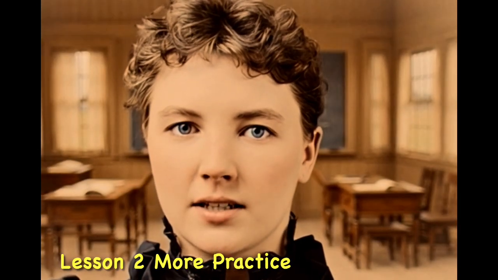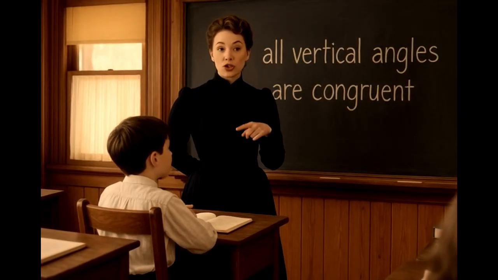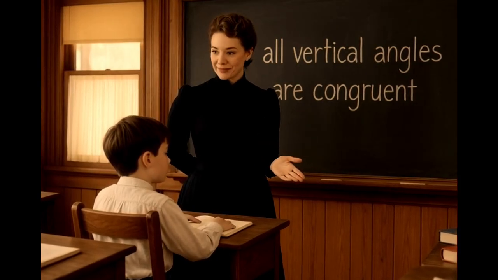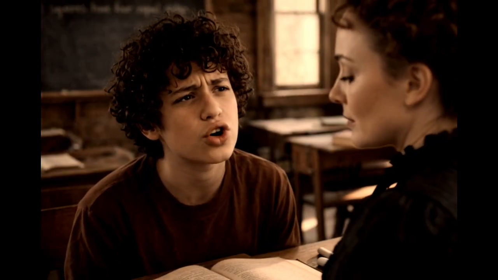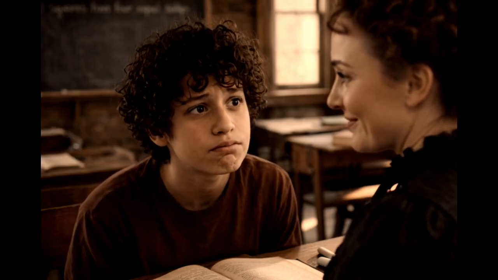Class, today we will examine the sentence, all vertical angles are congruent. First, we must understand the words before we change the structure. Vertical angles are the opposite angles formed when 2 lines intersect. Congruent means equal in measure. So vertical angles are across from each other, and congruent means they have the same degree measure.